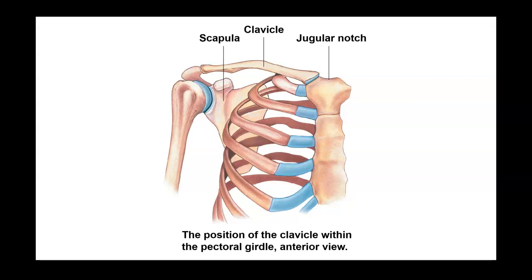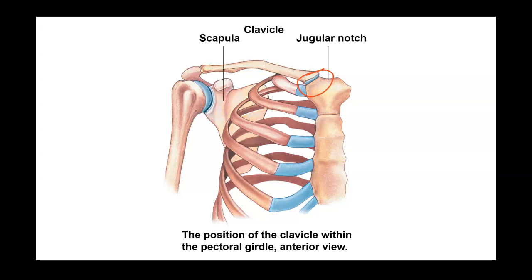Now, looking at it again as it articulates or comes together with the axial skeleton and the appendicular, you can see how that clavicle is going to have an articulation here with the manubrium of the sternum. Remember, that's called the sternal end or medial end because it's towards the middle of the body.